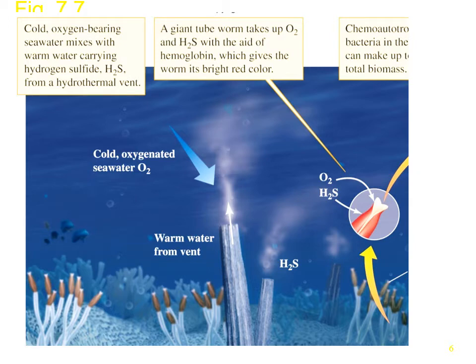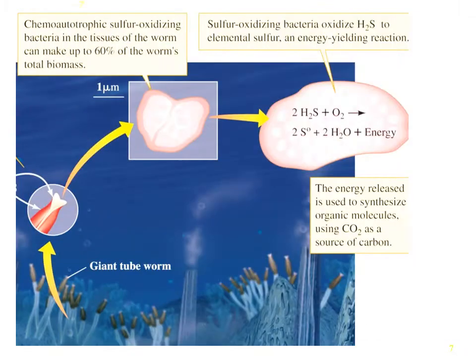Let's just move over in this figure. The bacteria are actually in the tissues of the tube worm, and they are chemoautotrophs, so they're able to take this hydrogen sulfide and oxidize it, go through a process of chemosynthesis, which is very similar to the process of photosynthesis, where they're mixing it with the oxygen, and they are actually getting the energy out, which they can use to build a sugar molecule. That sugar molecule is an organic source of carbon that can then be used by the giant tube worm in the process of respiration.